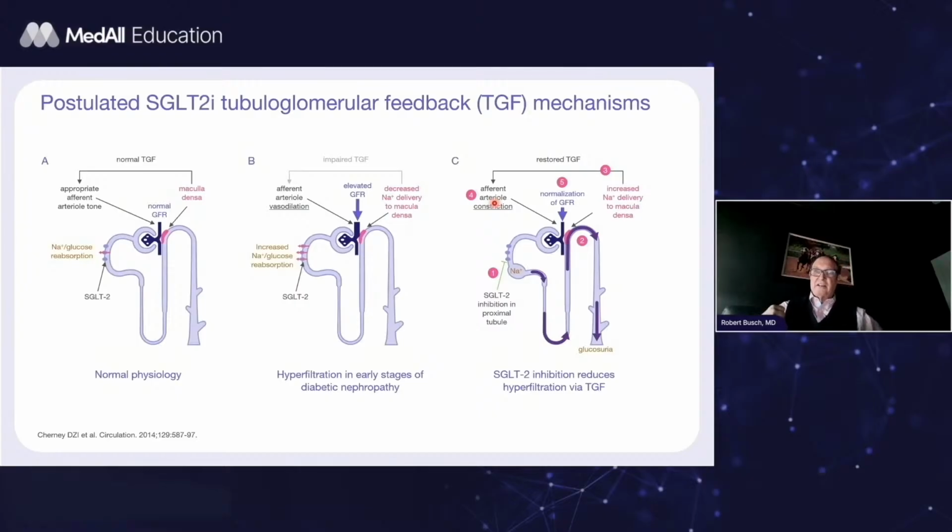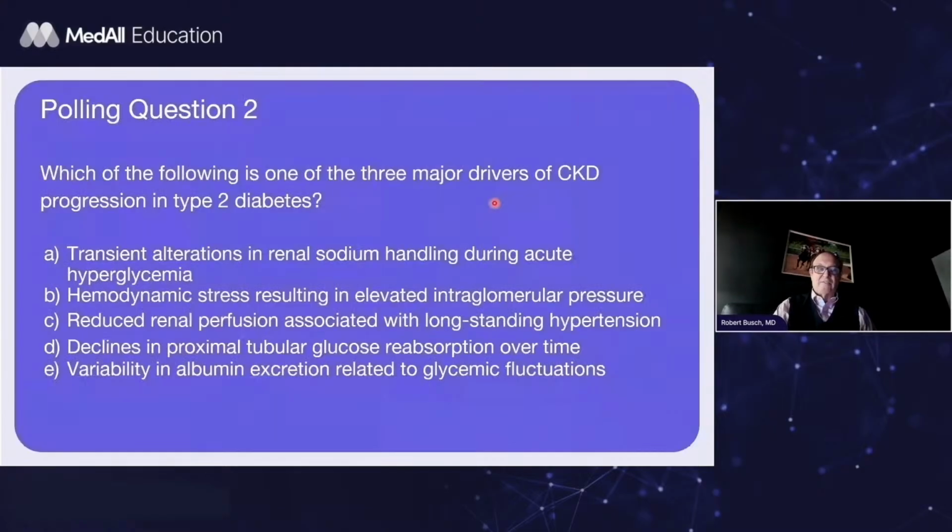So less in, more out, you benefit the glomerulus, and that's how SGLT2s benefit the kidneys. So far we said RAS blockers will dilate the outflow from the glomerulus, and SGLT2s constrict the inflow.